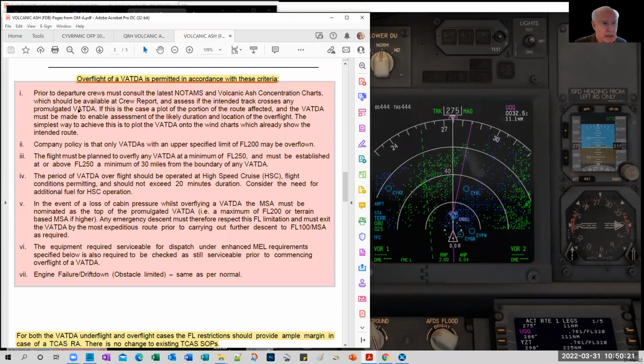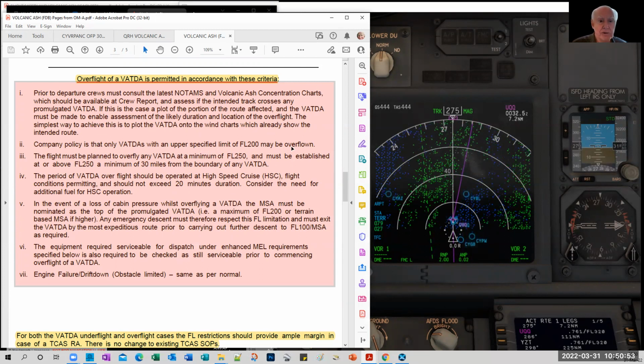For overflight, prior to departure, crews must consult with the latest SIGMETs, of course, and volcanic ash concentration charts, which should be available at crew report or whatever your company has set up at dispatch. Company policy for this company is that only VATDAs with an upper specified limit of flight level 200 may be overflown. So remember, this is one particular airline's SOPs. You follow your airline's SOPs.